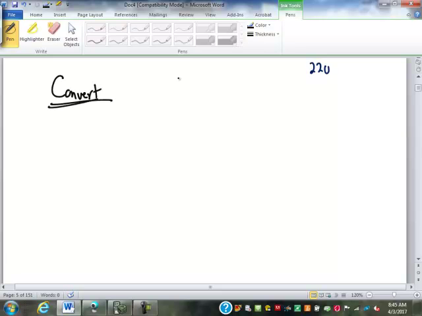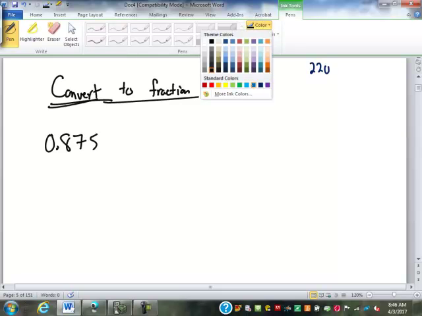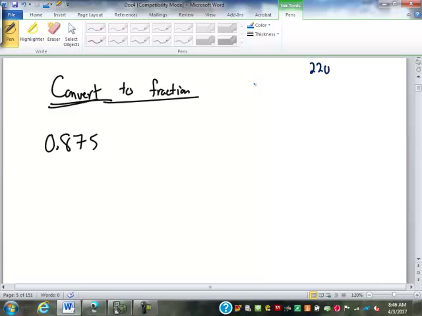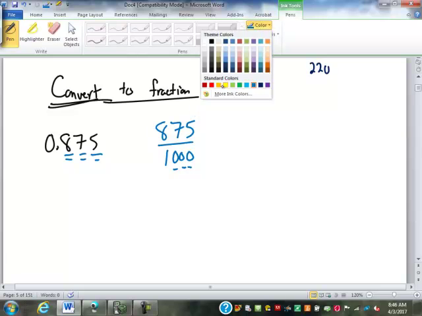Well, one of the other things we learned was convert to a fraction. .875. Now remember, 875 is the numerator. What's the denominator going to be? Tenths, hundredths, thousandths. Or remember, 3 digits, 3 decimal places here, 3 zeros in our denominator. So now what?